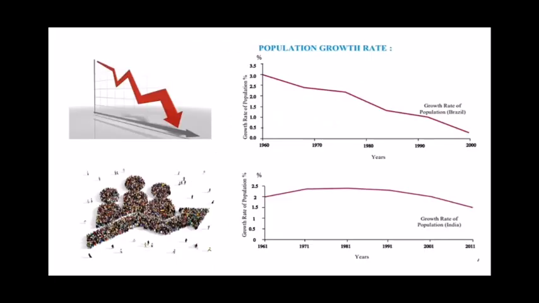Next is the population growth rate. The rate of growth of population has reduced considerably in Brazil. However, this is not the condition in India. From 2001 to 2011, India's population increased by 18.2 crores. India's population growth rate was higher till 1971. Then this rate stabilized. The rate of population growth is now declining, but the population is still growing.